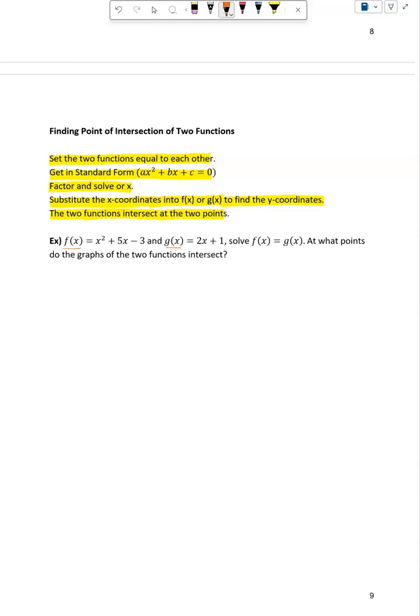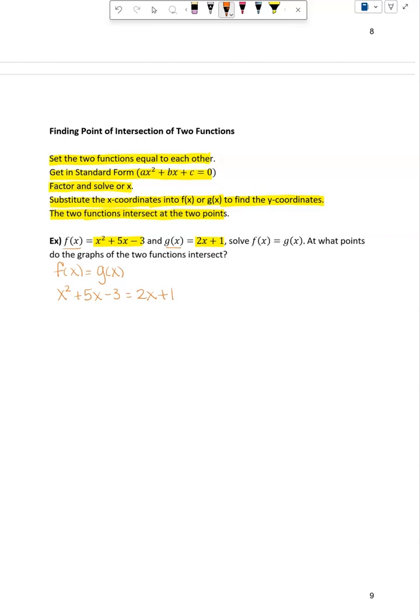Okay, so we have f of x and g of x, right? So first thing we do is we set the two functions, f of x equal to g of x, okay? But we don't want to just set the names equal to each other. We want to set the value of each one equal to each other. So instead of saying f of x, we want to put the value in. So we're going to say x squared plus 5x minus 3 equals the value of g of x. So that's going to equal 2x plus 1, right?